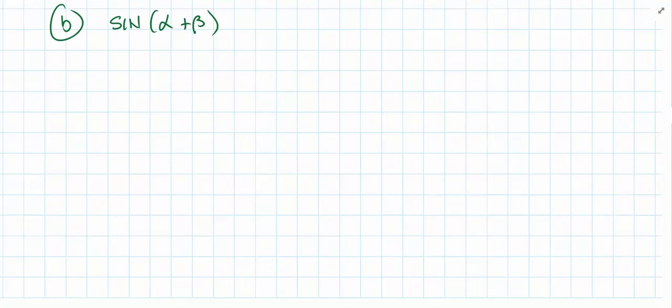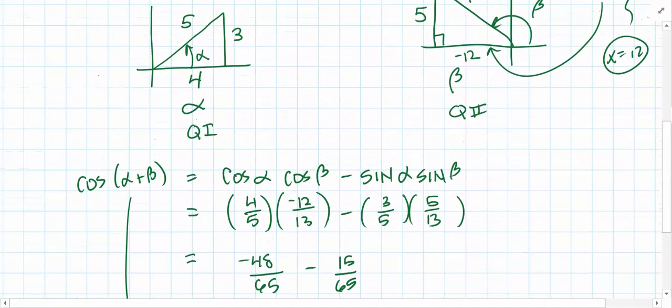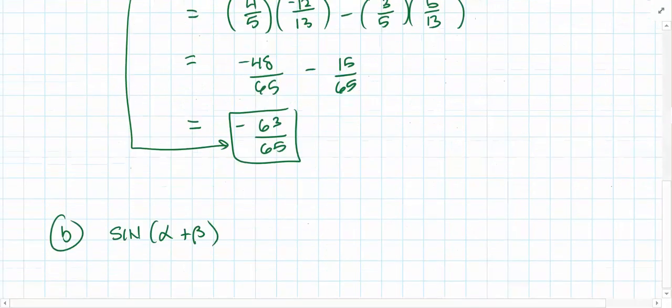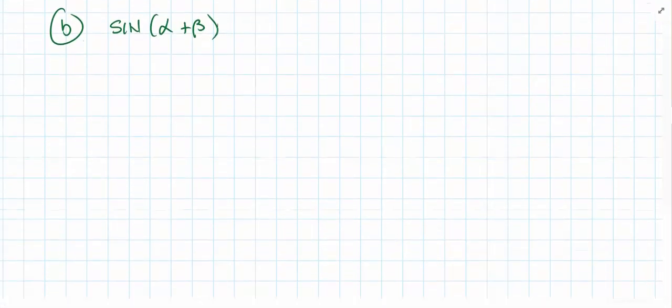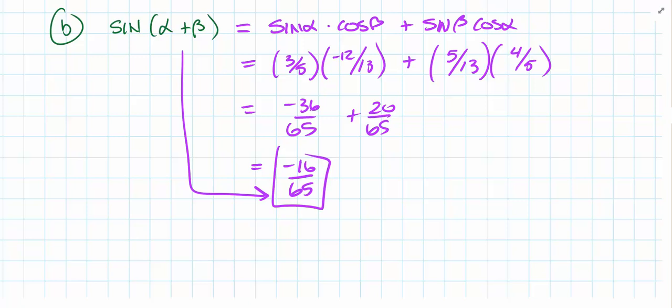Table groups, figure out sine of alpha plus beta given the same information that we were given up above. All this stuff, figure out sine alpha plus beta. Do you guys come up with negative 16/65? Yeah? Okay, you feeling pretty good about sine and cosine for sum and difference? Yes? All right, we're going to move on to tangent now.